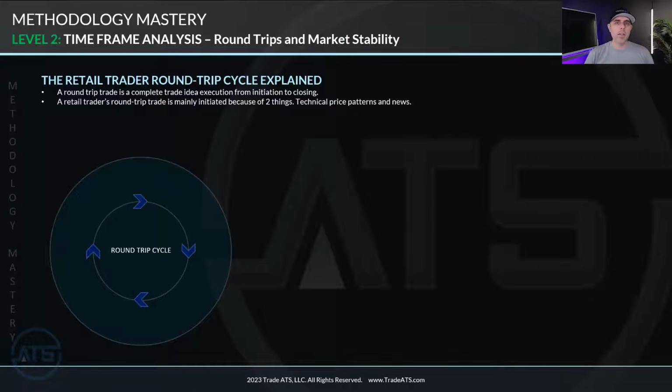way. Now let's dive deep on how the round trip trade process works when it comes to retail traders versus smart money like market makers. On the left, we have a simplified view of the round trip cycle. That's going to show us our stages of how the round trip cycle works for a retail trader. On the right, we're going to see what that translates to in actual chart price action.